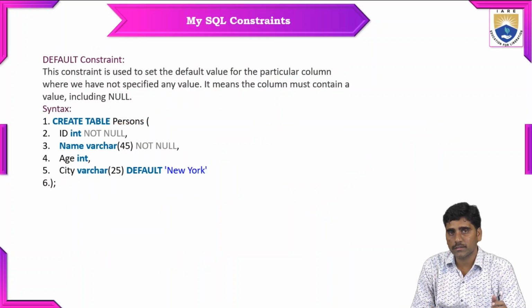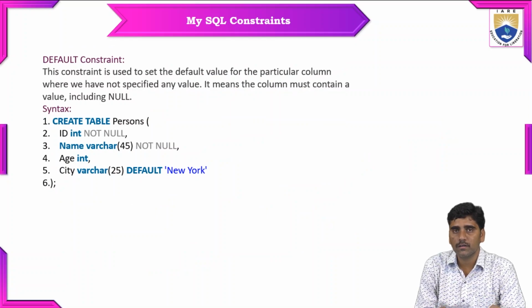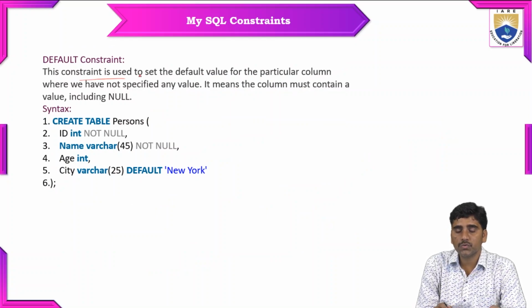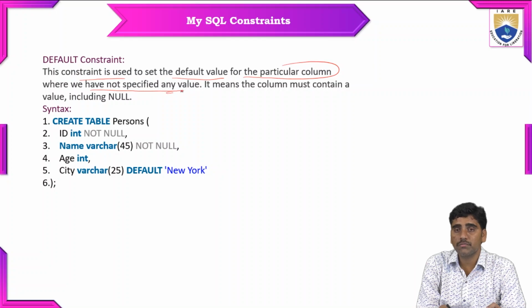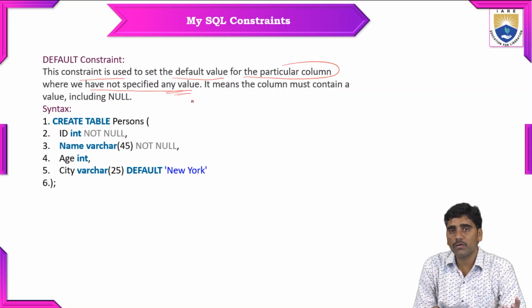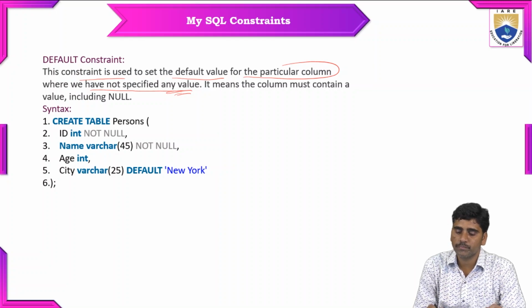Next, default constraints. This constraint is used to set the default value for the particular column where we have not specified any value. If you don't want to specify any value at the time of inserting values, it takes the default value. It means the column must contain a value.